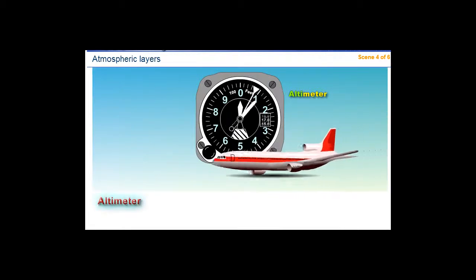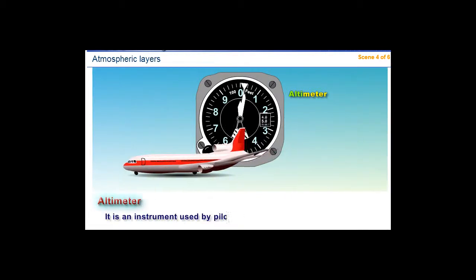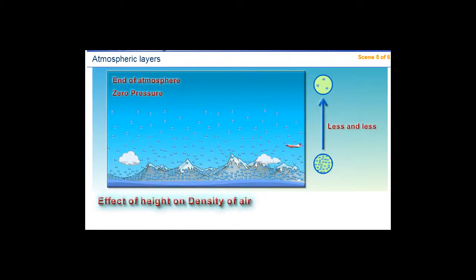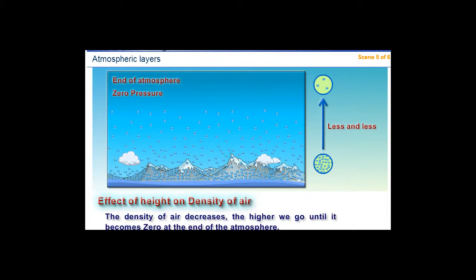Altimeter is an instrument used by pilots to measure the elevation from the sea level. Effect of height on density of air. The density of air decreases the higher we go until it becomes zero at the end of the atmosphere.